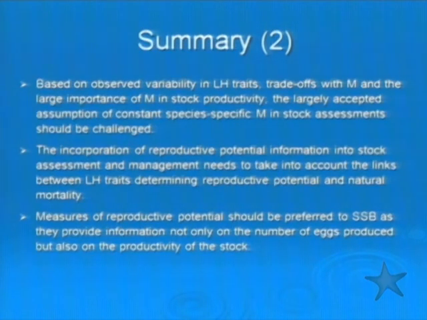Based on the observed variability in life history traits, the trade-offs with M, and the large importance of M in stock productivity, the largely accepted assumption of constant species-specific M in stock assessment should be challenged. The incorporation of reproductive potential information into stock assessment and management needs to take into account the links between life history traits determining the reproductive potential and the natural mortality. And finally, the measure of reproductive potential should be preferred to spawning stock biomass, as it provides information not only on the number of eggs that are produced, but also on the productivity of the stock. Thank you.